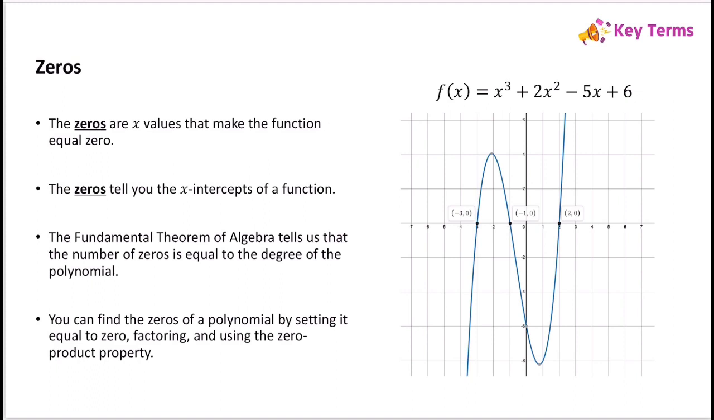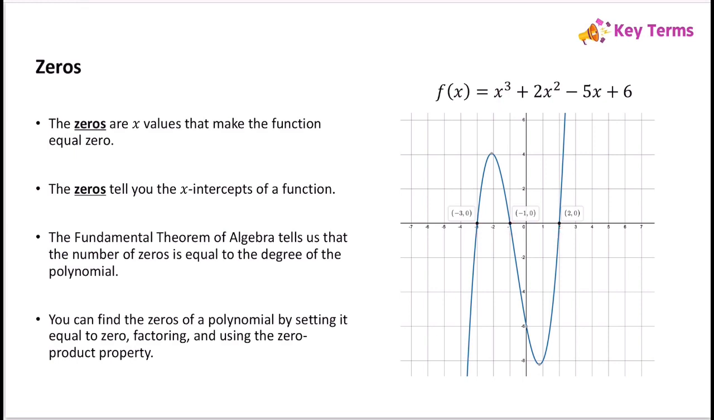So for example, we know that this function f of x equals x cubed plus 2x squared minus 5x plus 6 has zeros at x equals -3, x equals -1, and x equals 2, because that's the location of the three x-intercepts. Remember that the fundamental theorem of algebra tells us that the number of zeros is equal to the degree of the polynomial. So this is a third-degree polynomial. That's why it has three x-intercepts.